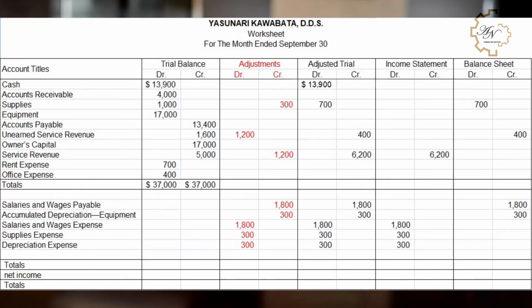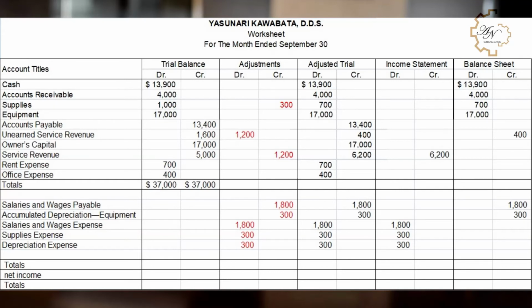Let's begin with cash, the same balance, also the accounts receivable and the accounts payable, the owner's capital, rent expense, and office expense. The cash will transfer to the balance sheet, also accounts receivable, also supplies and equipment, accounts payable and unearned service revenue and owner's capital, all of them to the balance sheet. Service revenue, rent expense and office expense will transfer to the income statement.